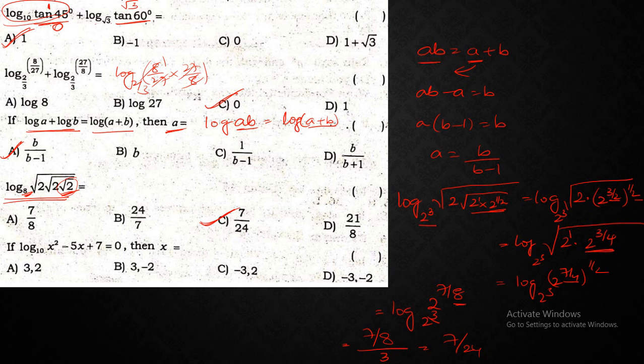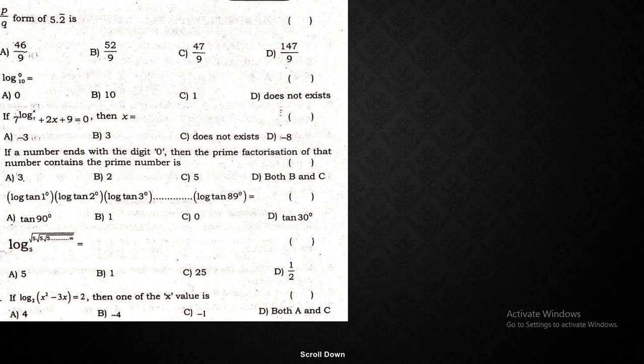Next, log of x square minus 5x plus 7 is equal to 0, then x is equal to. So how can I write this? x square minus 5x plus 7 is equal to 10 power 0. So 10 power 0 is equal to 1. When I transpose this, this becomes x square minus 5x plus 6 is equal to 0. So this is nothing but a quadratic equation, right? If you simplify this quadratic equation, you are going to get the values of x as 3, 2. Next, moving on to one more question.